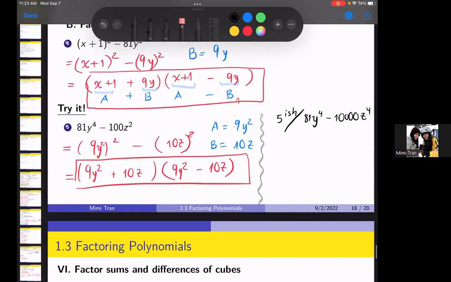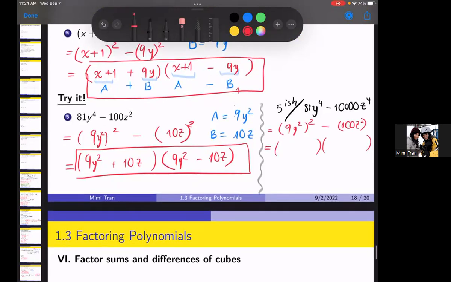So the first step is kind of the same, right? Something square minus something square. So that something here is 9y square and then 100z square. A square, a plus b, a minus b. 9y square plus 100z square, and then 9y square minus 100z square.